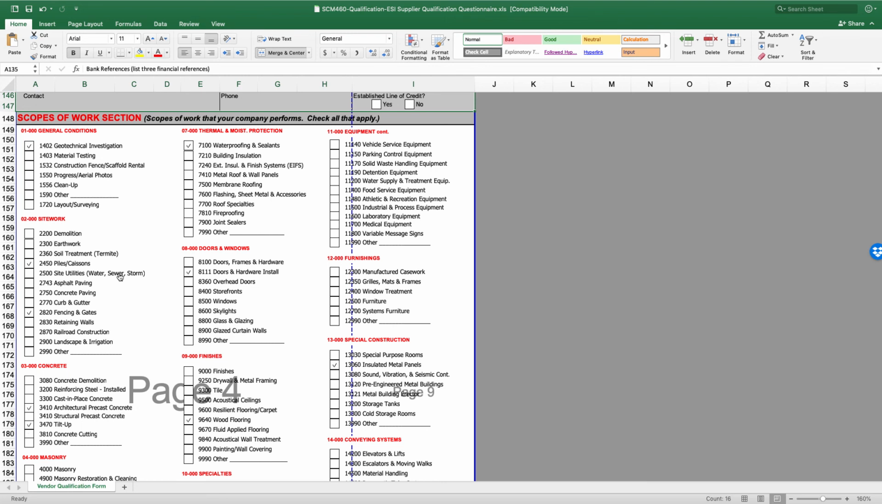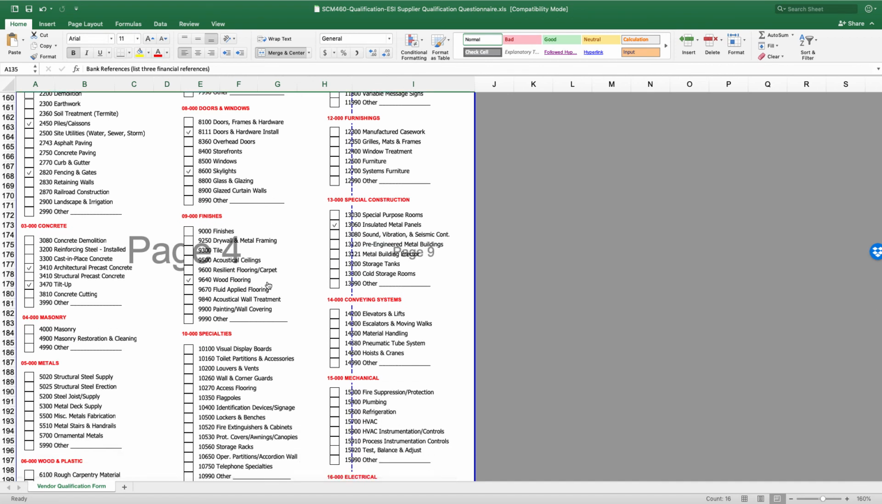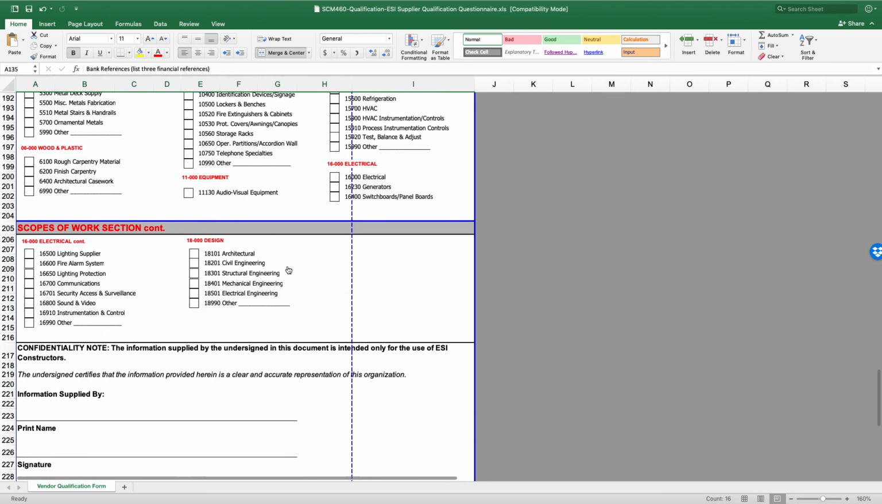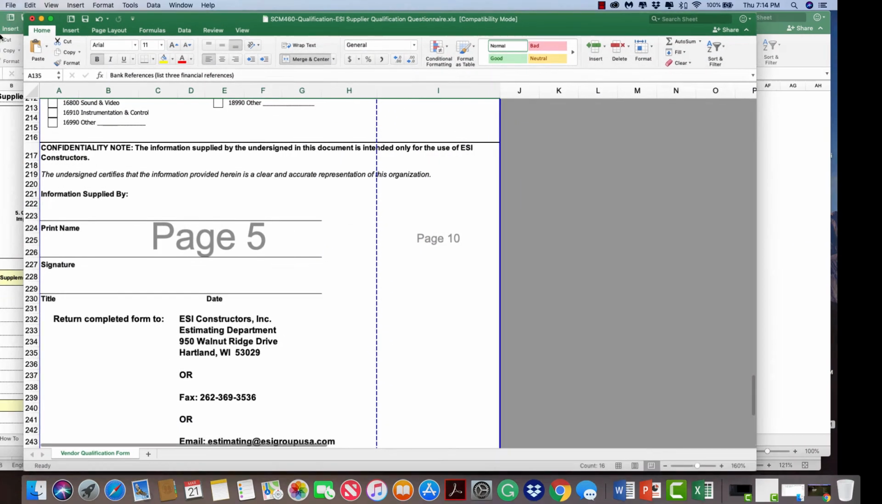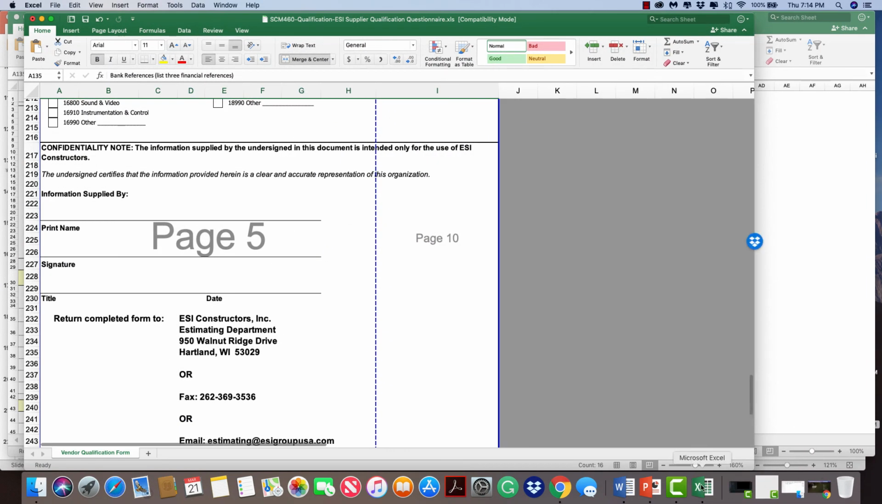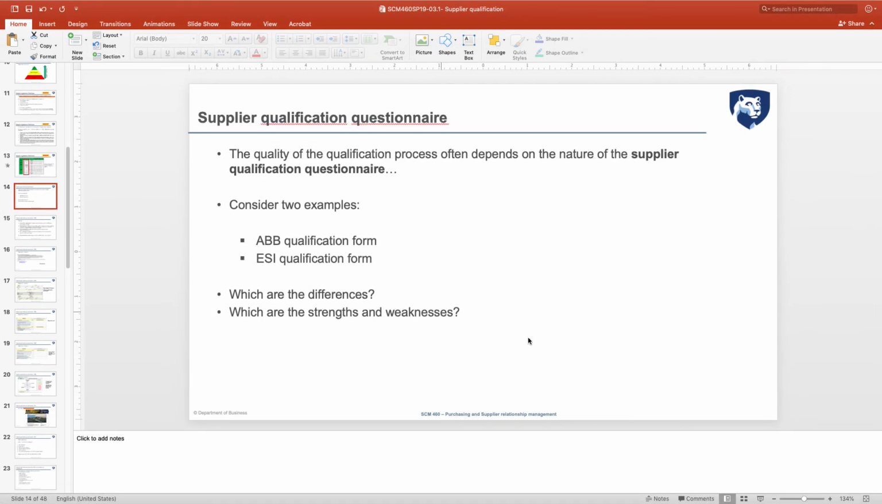And of course, again, the more I select, the more strict and focused their evaluation will be. Then you have to sign and submit this document to the EasyEye Constructor Estimating Department by email at estimating@easygroup.com. So just as a quick summary, which are the differences, the strengths and the weaknesses.